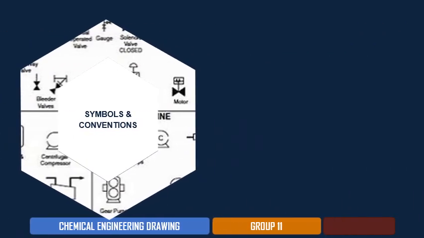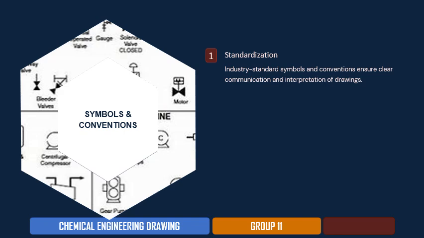Symbols and conventions in chemical engineering are standardized graphical representations of various equipment, processes, instrumentation, and control systems in chemical engineering plants. The symbols are a lot, and we won't dive much into that. Let's look at the reason why these symbols and conventions are important in chemical engineering diagrams.